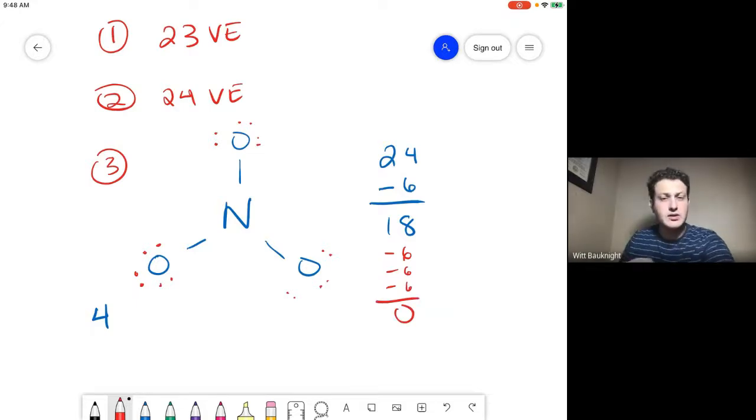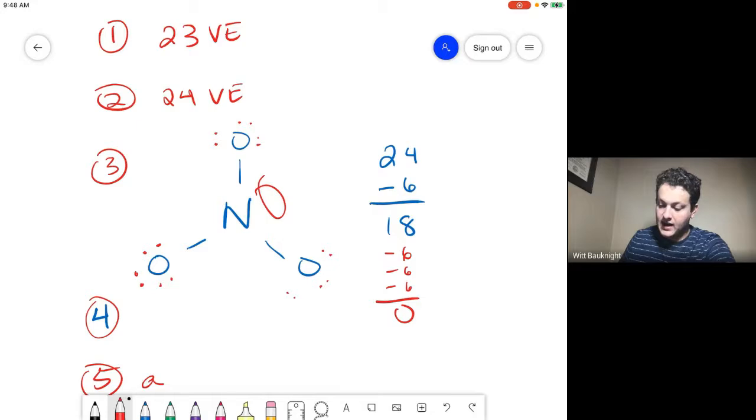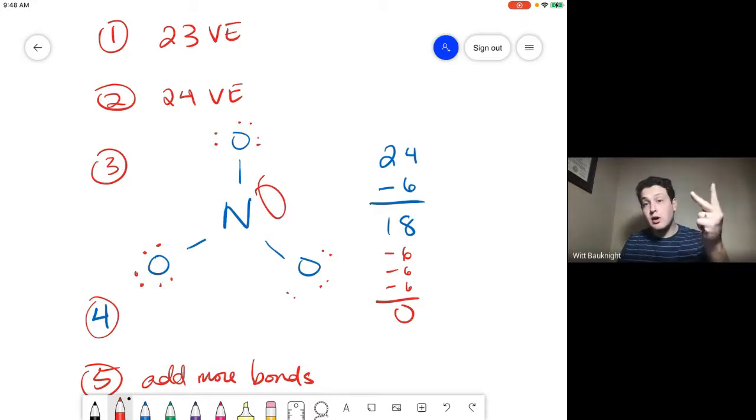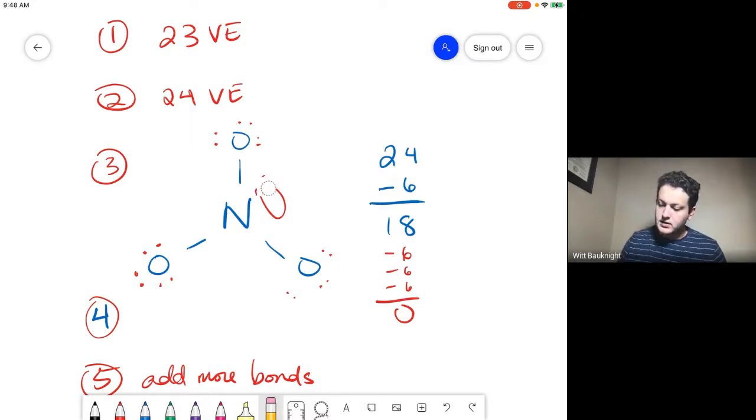And I've run out of valence electrons. The problem, nitrogen is not happy. We need to go to step 5, and we need to add more bonds. Now, since we are 2 electrons short, we only need 1 covalent bond. So we kind of go back to the drawing board. I get rid of all my dots, and we re-examine this.